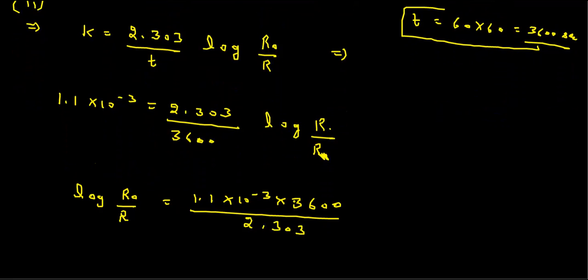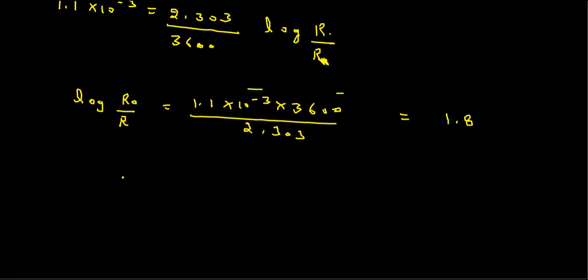So if we do this, 3600 becomes 3.6 into 10 to the power 3. So 10 to the power 3 and 10 to the power minus 3 cancel out. So 1.1 and 3.6, so it is approximately 3.6 divided by 2.303. So it would be approximately 3.6 by 2.3, that is 36 by 23, so approximately 1.8 something, right? So log R naught upon R is equal to 1.8.